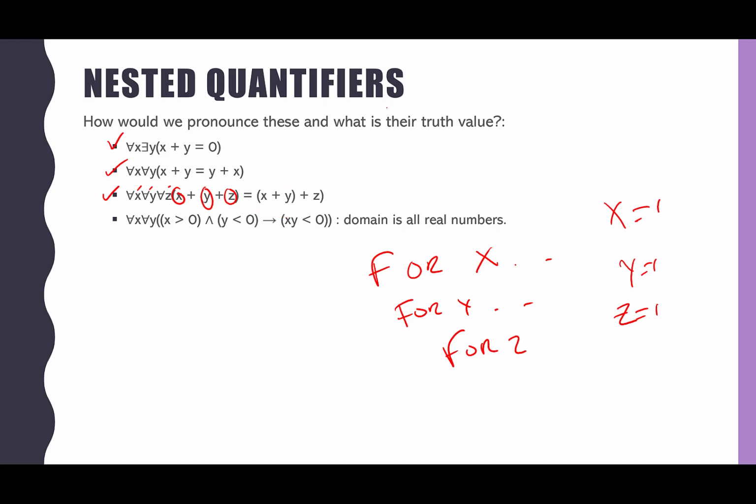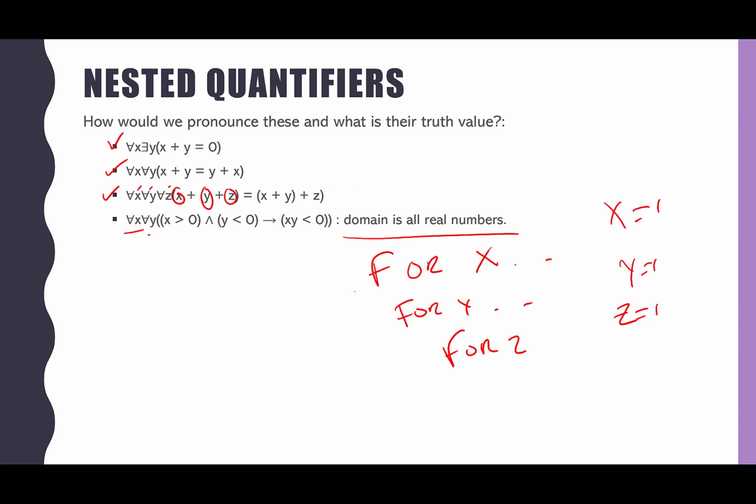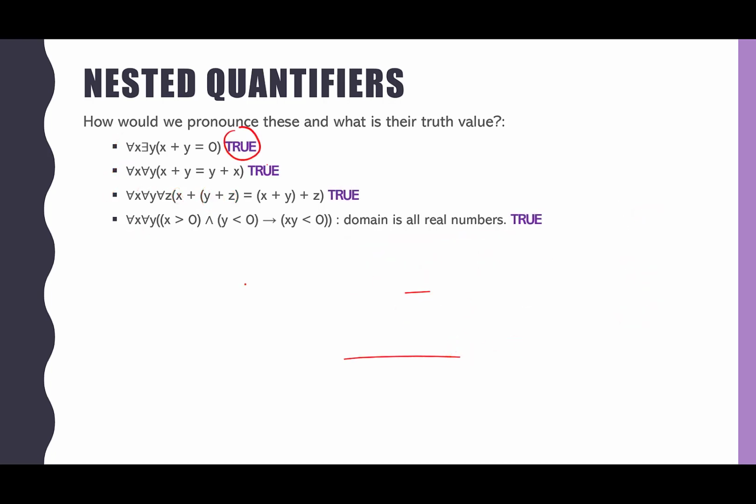Last one. This time I'm going to tell you the domain is all real numbers, and we're saying for all x in all real numbers and all real numbers y, if x is greater than 0 and y is less than 0. In other words, I have a positive and a negative number, right? X being less than 0, y being greater than. If I have one less than, one greater than, therefore, if I multiply them together, the result will be net less than 0. Right? So all of these are true.